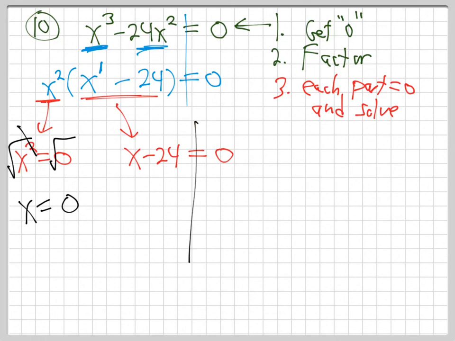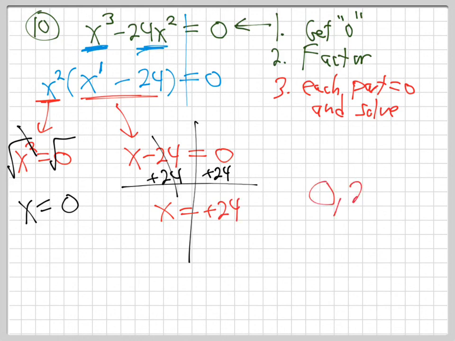The other one, what do we got to do to get x alone over here? Add the 24. Add the 24. Cancels out. X is positive, normal 24. So what are our answers? 0 and 24. 0 and 24. Is that making good sense? Are we good there?